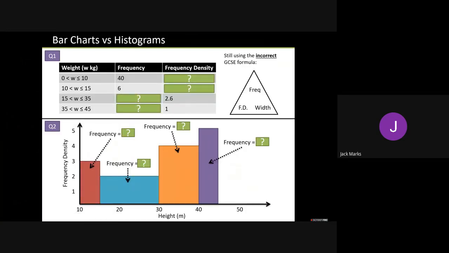A common question might be to take the class, which is weight here, look at the width, look at the frequency, and work out the density, and you might do this to plot it. For example, frequency divided by class width gives frequency density, which is 4, and you could plot this on a diagram. The same again: the class width is 5, the frequency is 6, and we could divide frequency by class width.